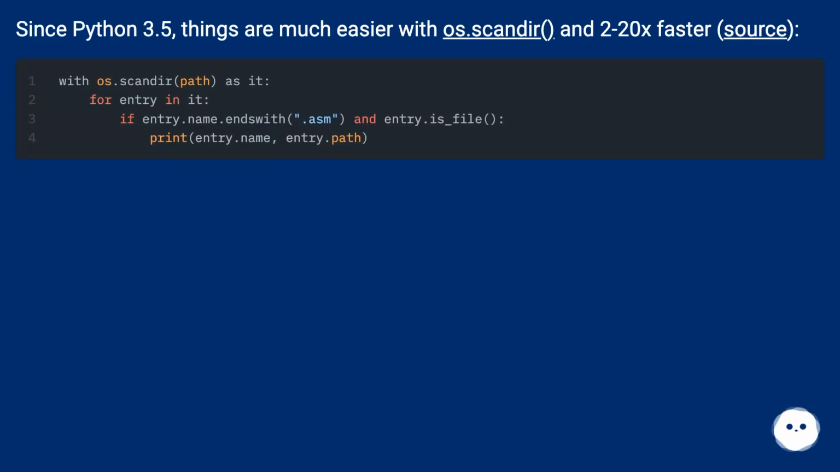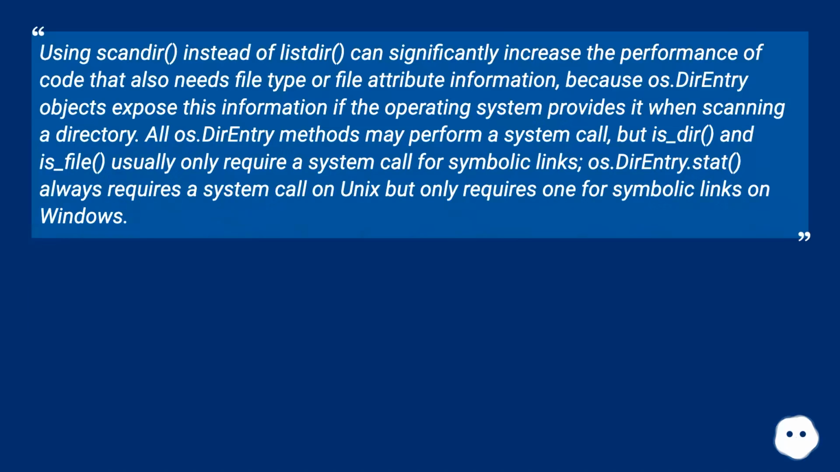Since Python 3.5, things are much easier with os.scandir, and 2-20x faster. Source: Using scandir instead of listdir can significantly increase the performance of code that also needs file type or file attribute information, because os.DirEntry objects expose this information if the operating system provides it when scanning a directory. All os.DirEntry methods may perform a system call, but is_dir and is_file usually only require a system call for symbolic links. os.DirEntry.stat always requires a system call on Unix, but only requires one for symbolic links on Windows.